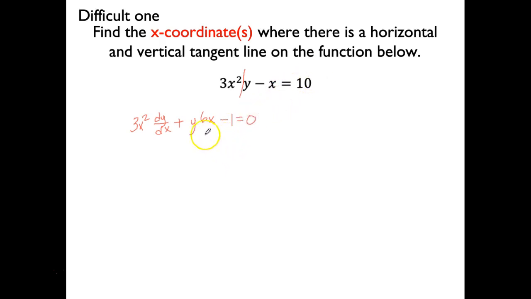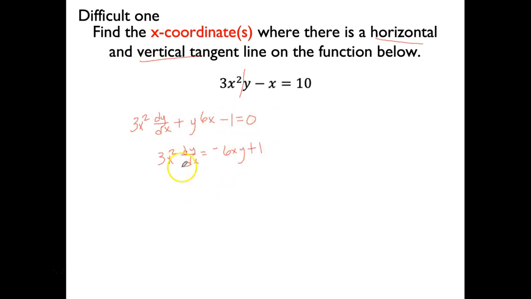Okay, now all we need to do is solve for dy over dx, and we are solved for the derivative. And in order to solve for the vertical and horizontal tangent lines, we can set it equal to 0. So let's subtract both of these things over so we can isolate the term with the dy over dx. So 3x squared dy over dx equals, now I'm subtracting this over, so I'm going to have negative 6xy. Now notice I reordered this, that doesn't matter. I'm going to add the 1 over.